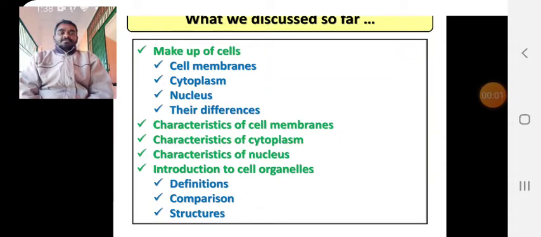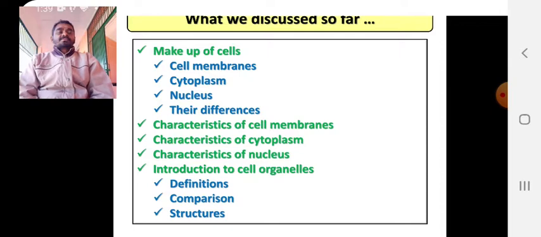Hello dear children, in the previous class we were discussing the makeup of cells. Basically, a cell is made up of three different structures: cell membrane, cytoplasm, and nucleus. The cell membrane has two types, cell wall and plasma membrane. Their differences we have seen in the previous class, and also the characteristics of cell membranes and of cytoplasm. Cytoplasm means cell liquid, and it is a viscous liquid, we have learned in the previous class.